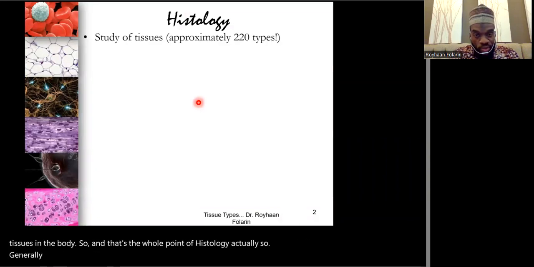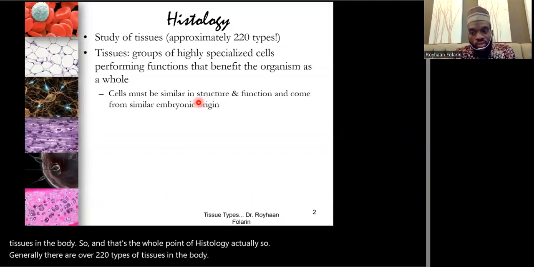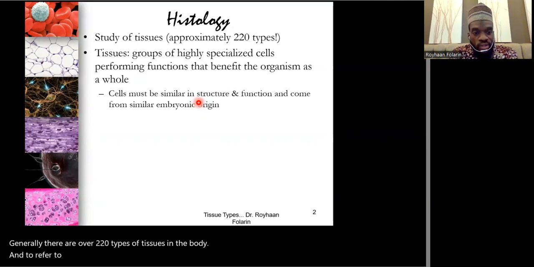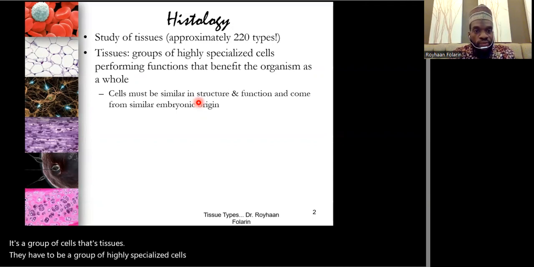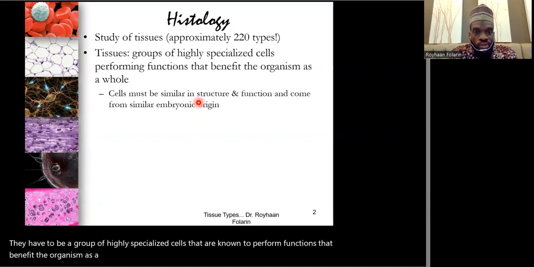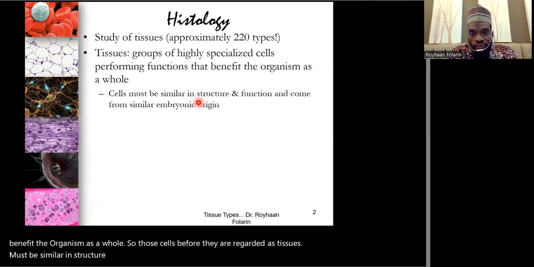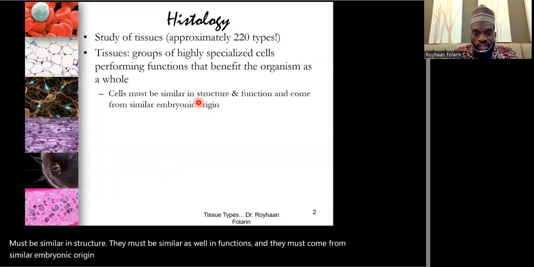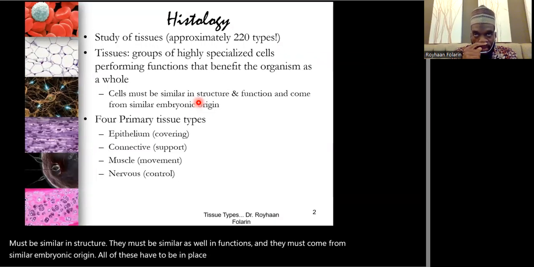Generally, there are over 220 types of tissues in the body, and we refer to a group of cells as tissues. They have to be a group of highly specialized cells that perform functions that benefit the organism as a whole. Those cells, before they are regarded as tissues, must be similar in structure. They must be similar as well in functions, and they must come from a similar embryonic origin. All of these have to be in place before we refer to them as tissues.